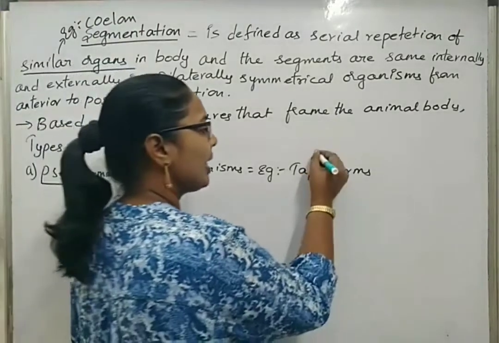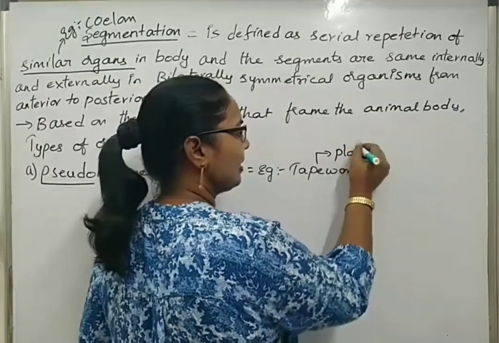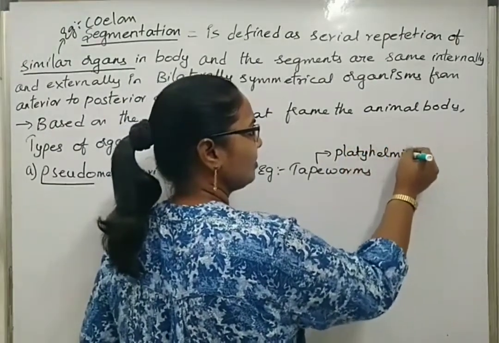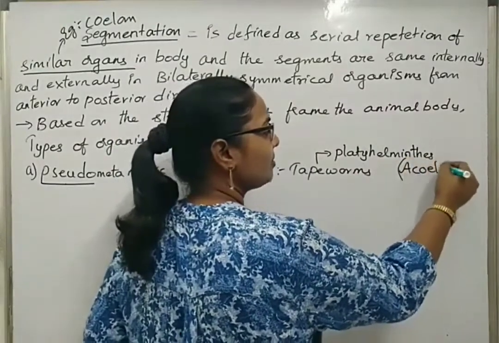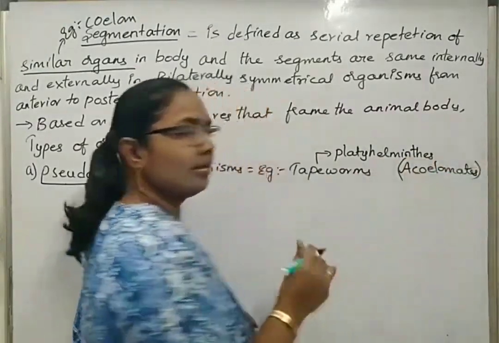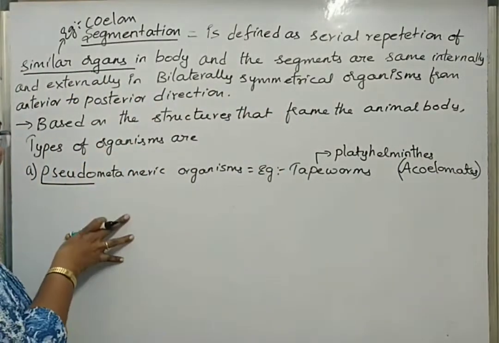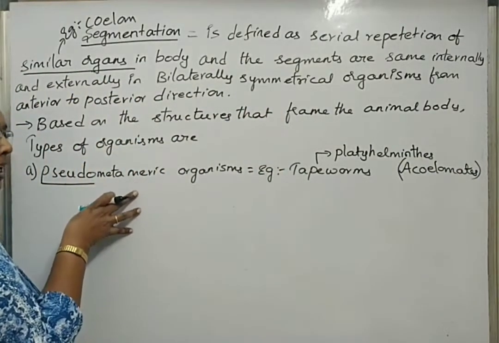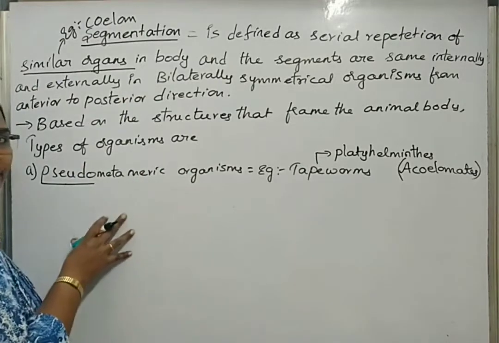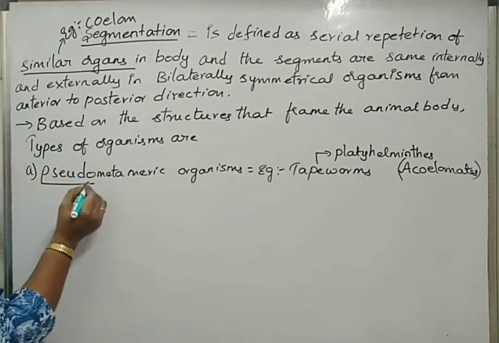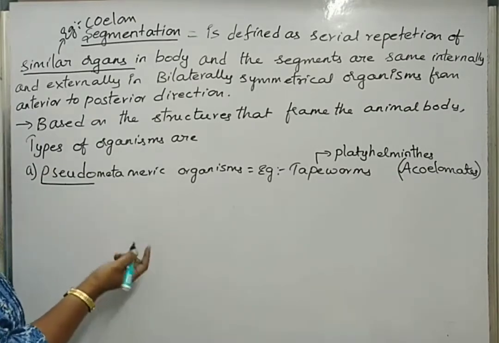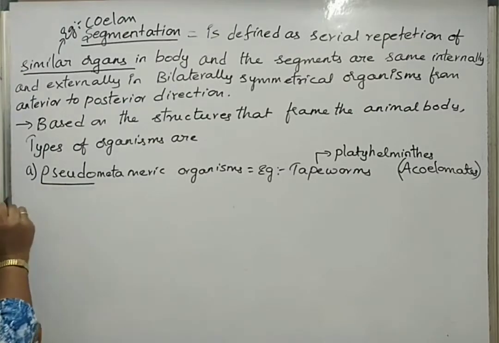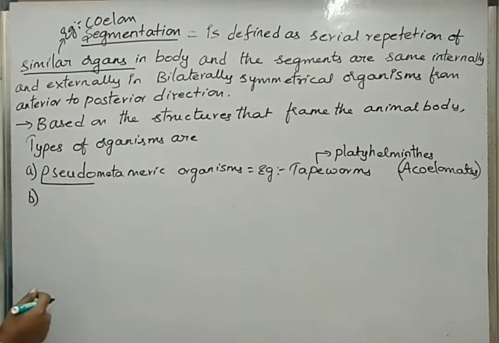Pseudocoelom. We know that tapeworms are explained under phylum Platyhelminthes, and Platyhelminthes are said to be acoelomates. There is no coelom, but still the organs in each and every proglottid of the tapeworm are equally distributed all over the body. Since there is no coelom, which is important to accommodate the vital organs of the body, this is called a pseudo-metameric organism. That is the tapeworm example.